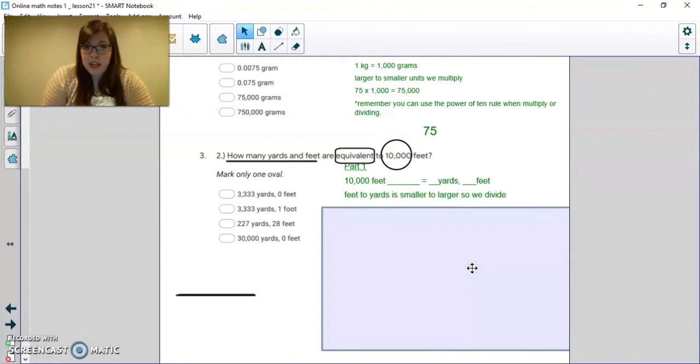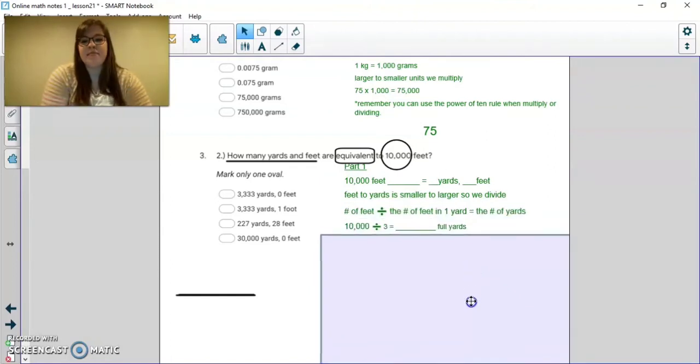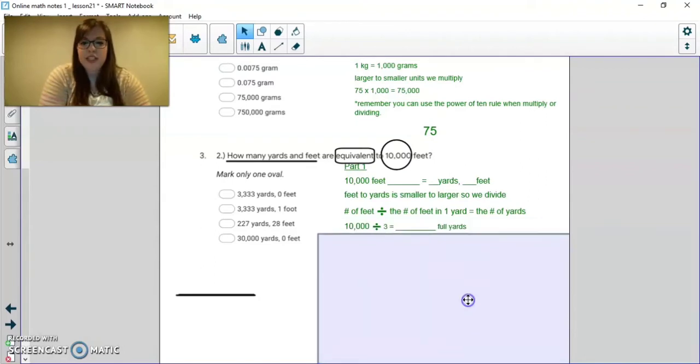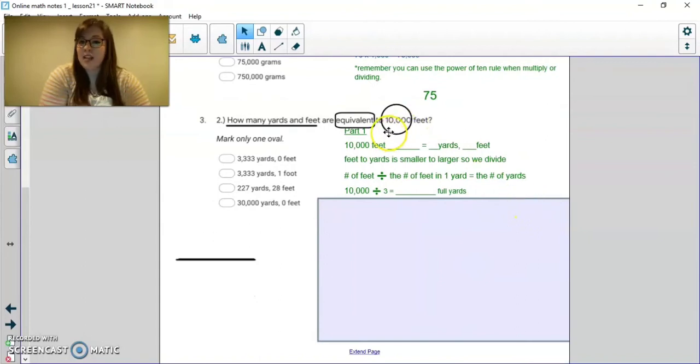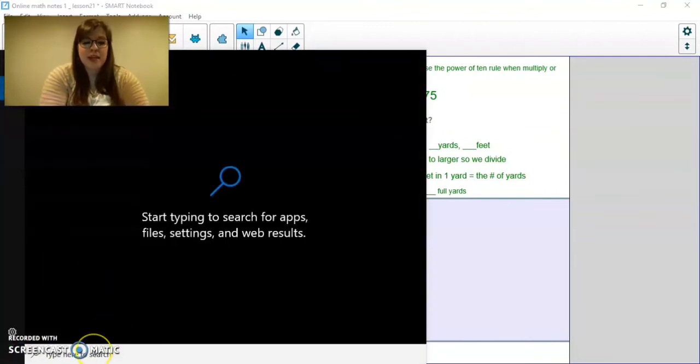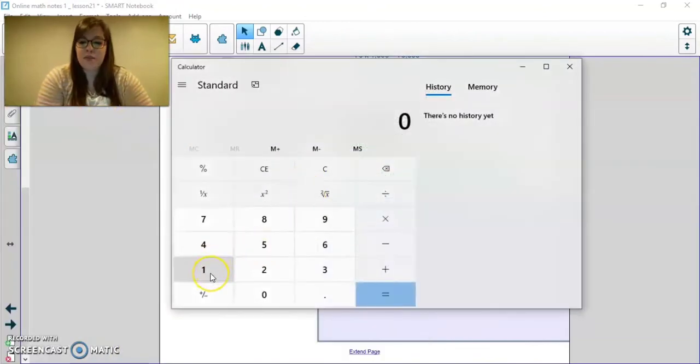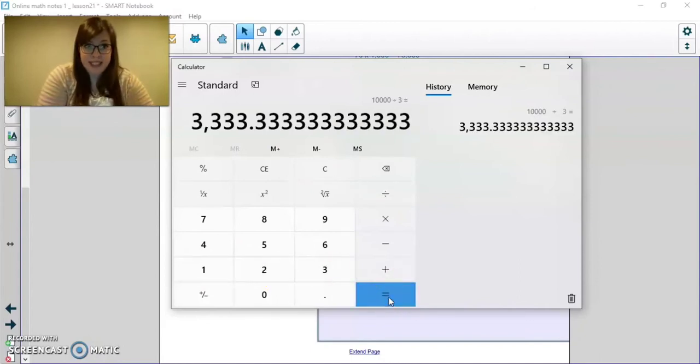So for the first part here, I'm trying to go from feet to yards. Feet are smaller than yards, so we're going to be dividing. I'm dividing the number of feet by the number of feet in just 1 yard, to give me the total number of yards. So for this one, I'm taking 10,000, that's our total number of feet, and I'm dividing by 3. If you do this on your calculator, I'm going to pull up my calculator right now. I would punch in 10,000 divided by 3, and this is what I get for an answer.